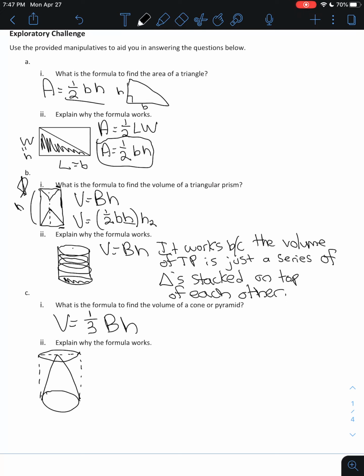So if you remember, the volume of a cylinder is just the base times height. So that would be pi r squared times height. So this is volume for a cylinder, right? And then volume for a cone would be 1/3 pi r squared times height.